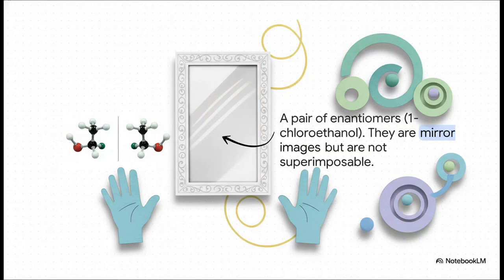And this is exactly what happens with some molecules. Look here. On the left is one version of a molecule, and on the right is its reflection in a mirror. They are definitely mirror images. But just like your hands, if you tried to drag one on top of the other, they would never line up perfectly. They are non-superimposable mirror images. A pair of molecules like this, we call them enantiomers.